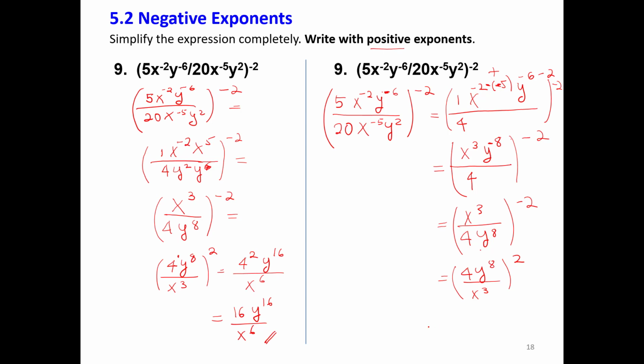And I will do here because otherwise I don't have enough space to give the final answer. And 1 times 2 is 2, 8 times 2 is 16, x, 3 times 2 is 6. Then 4 to the second power is 16, y to the 16 over x to the 6. And the answers are the same.